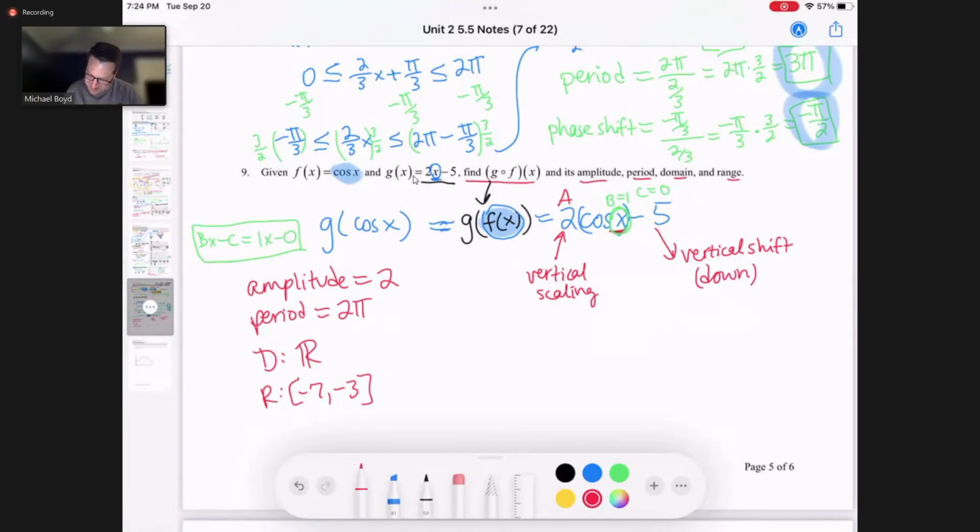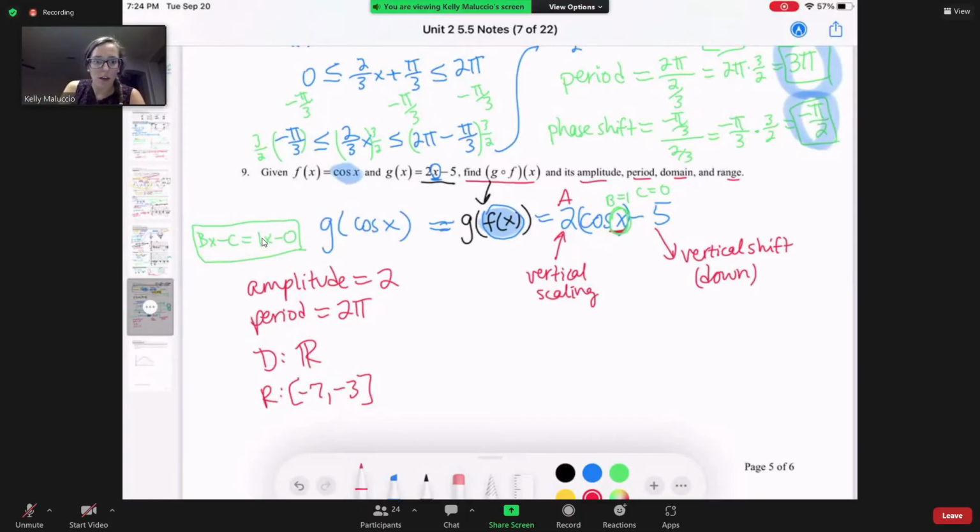Yeah. Okay. And again, for here, I would just plug in points. You know that the maximum and minimum of cosine are 1 and -1. So plug those in, see what you get. There's your endpoints, right? There's your range. Okay.